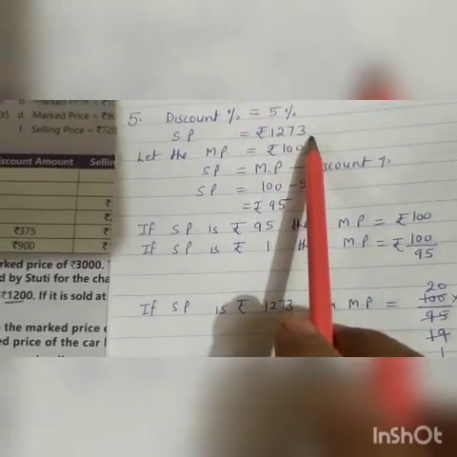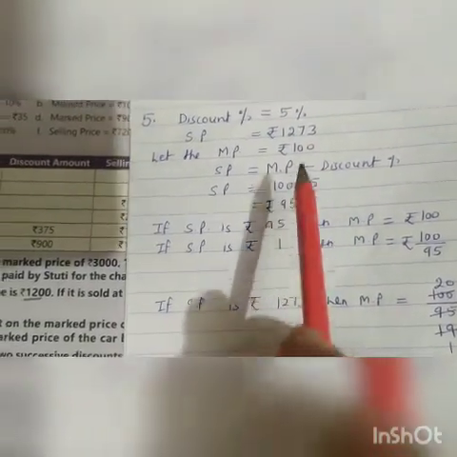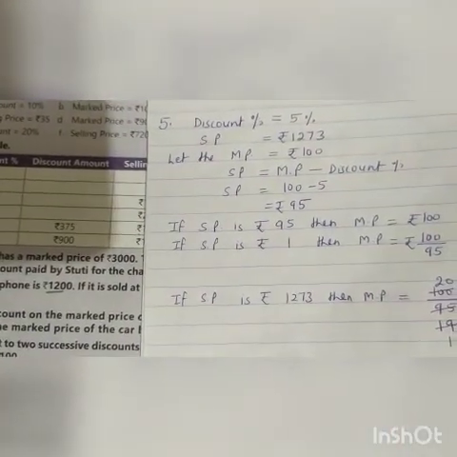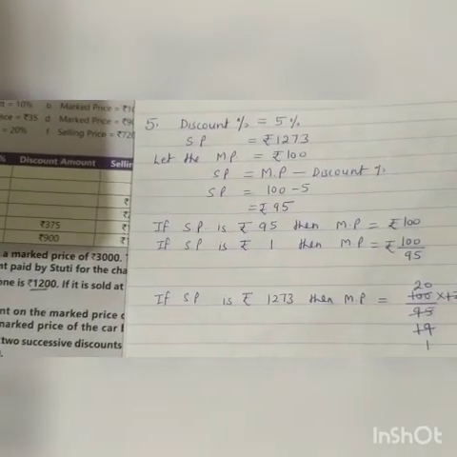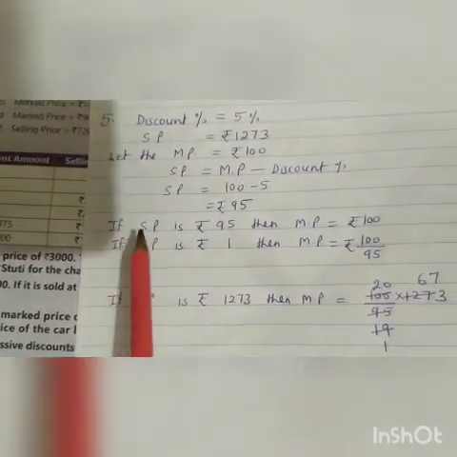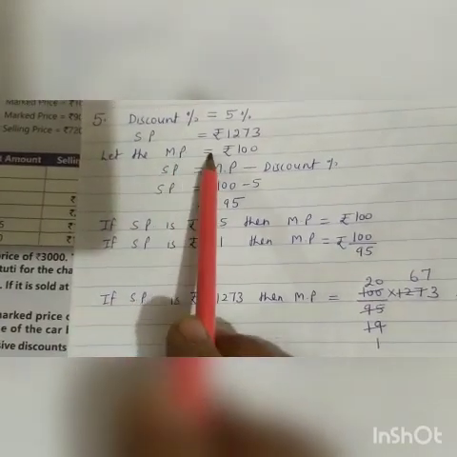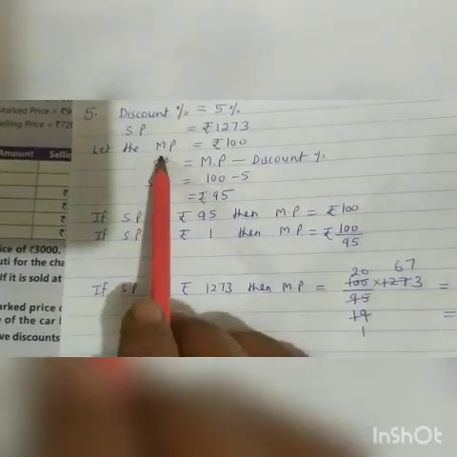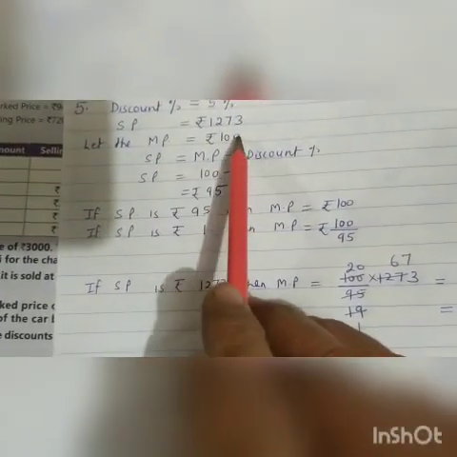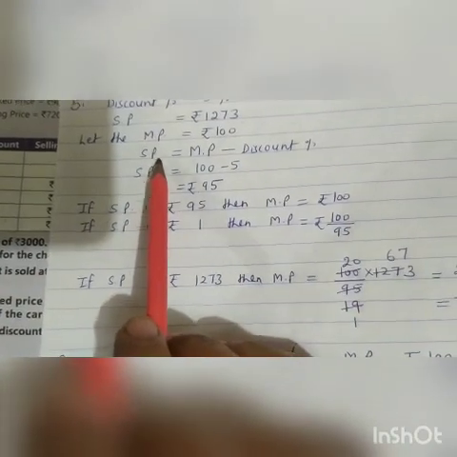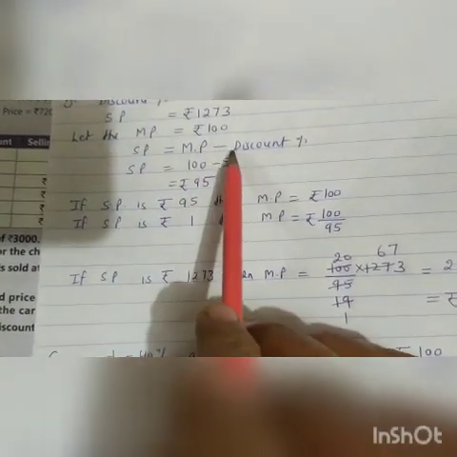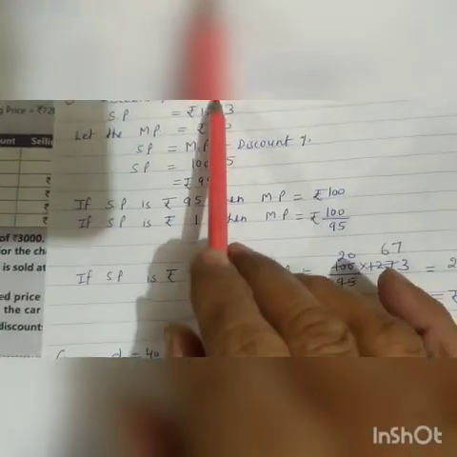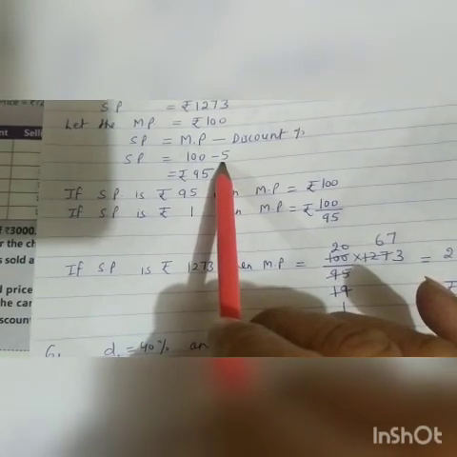1273. So students, I told you earlier, when discount percent is given, then first what we do, we assume the marked price. So here let the marked price be 100. We take it according to this percentage. So if marked price is 100 rupees, then what will be the selling price? Selling price is equal to marked price minus discount. Marked price we are taking 100. Now discount percent is 5, so we'll subtract 5.